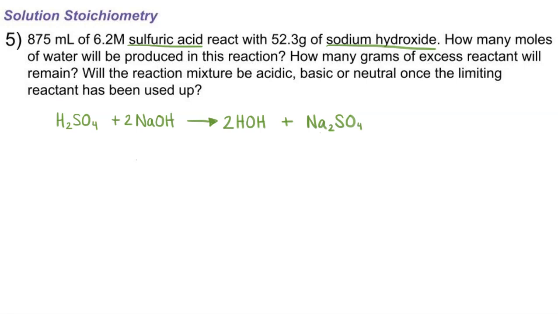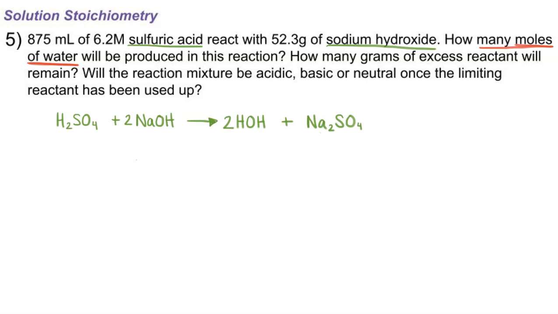So let's figure out what our limiting reactant is, and then from there we'll be able to calculate the theoretical yield, the amount of excess, and so on. In terms of theoretical yield, it's asking us how many moles of water will be produced. We actually don't need to go all the way out to grams. We can stop with moles of water in this case because it's only asking us for our theoretical yield in moles.